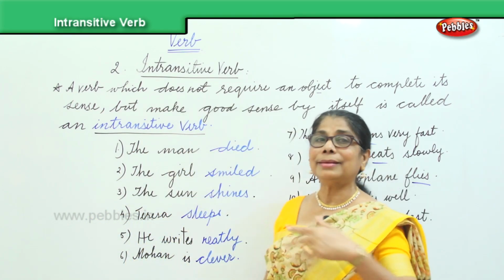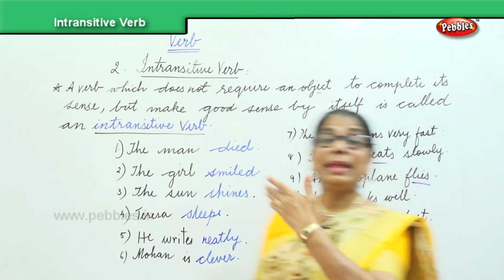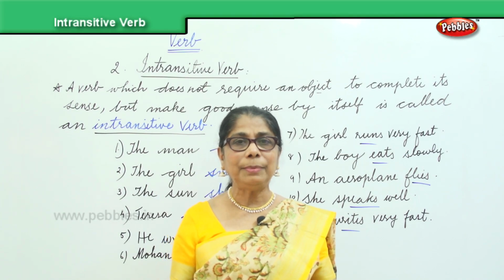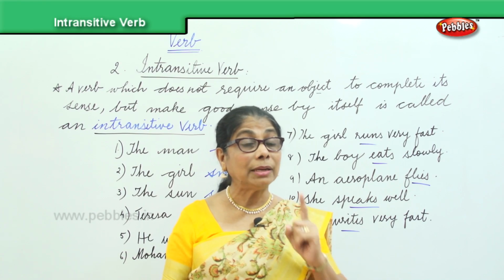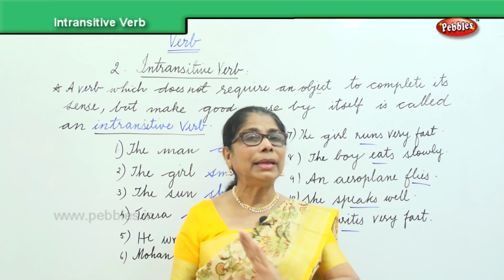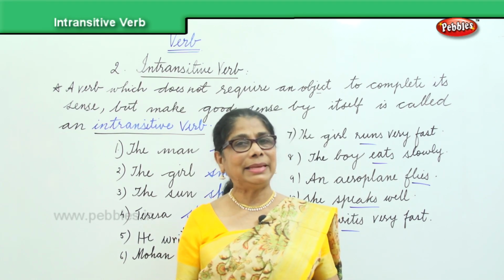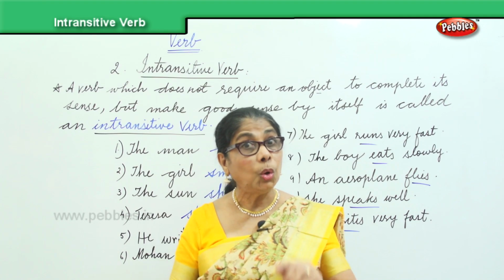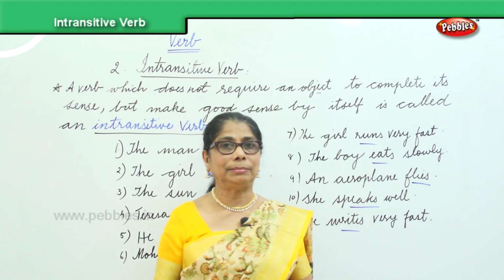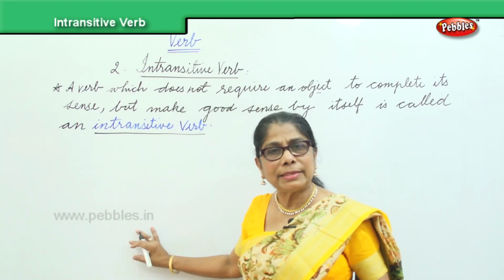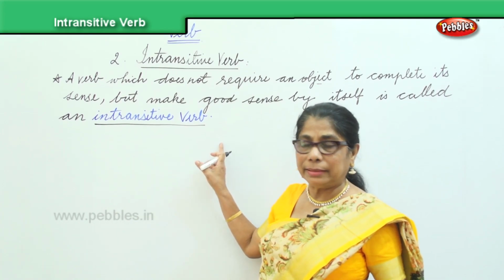The man died, the girl smiled. Here, the airplane flies, he speaks well. In the intransitive verb, by itself, it makes sense. It does not need an object. Only we need to remember, an intransitive verb does not need an object. By itself, it makes sense. We'll do a small exercise for us to understand the intransitive verb better.